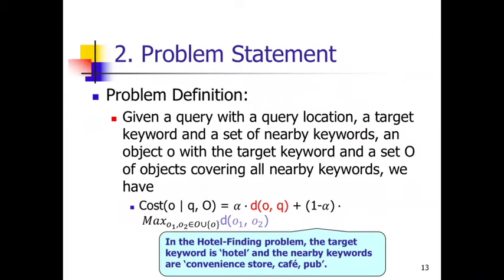Let's first define a cost, namely cost of o given Q and O. Given a query Q with a query location, a target keyword, and a set of nearby keywords, an object o with the target keyword, and a set O of objects covering all nearby keywords, we have the cost of o given Q and O to be alpha times d(o,Q) plus 1 minus alpha times the maximum pairwise distance between the objects in O.